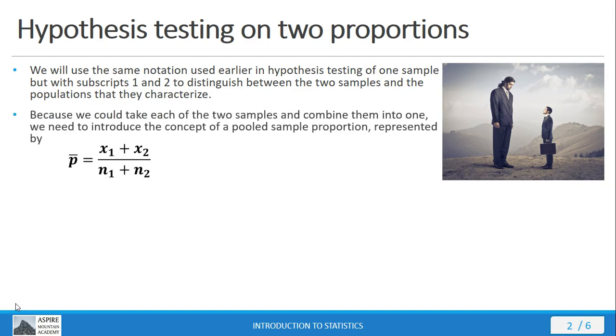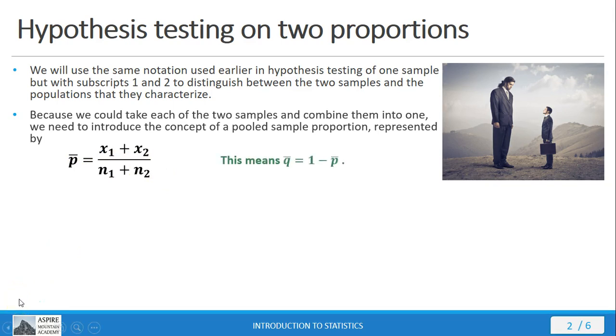Now, we could take each of the two samples and combine them into one. And so this brings us to the concept of what's called a pooled sample proportion. And we represent a pooled sample proportion with P bar. And you can see we're calculating it here by taking the parts for each of the samples that we're looking at, and then we're dividing it by the sum of the sample sizes. Okay, so we've got both parts that we combine together to make one big part, and then we've got both of the wholes that we combine together to make one big whole. So one big part over one big whole, there's your pooled sample proportion.